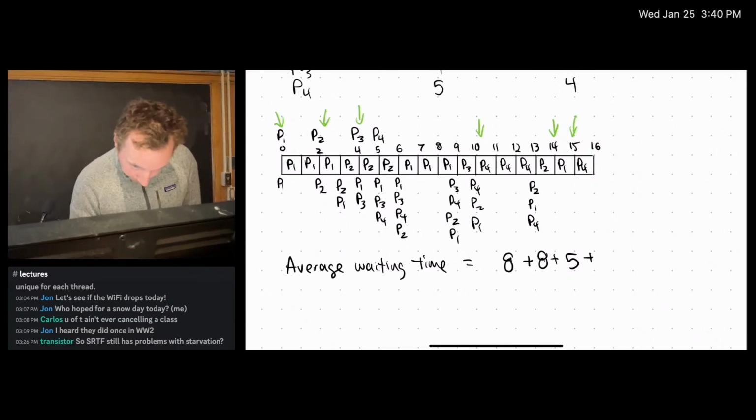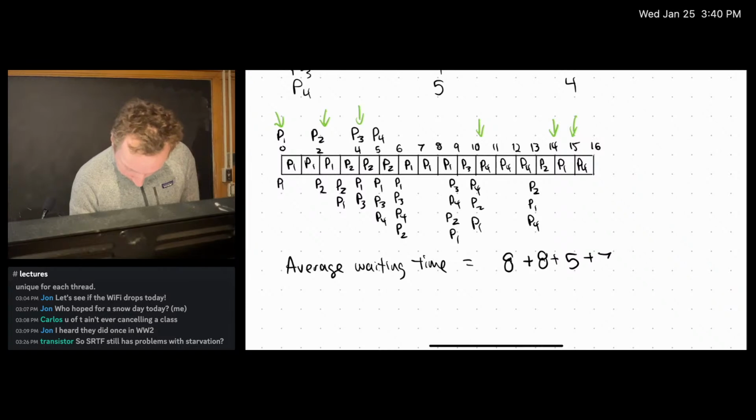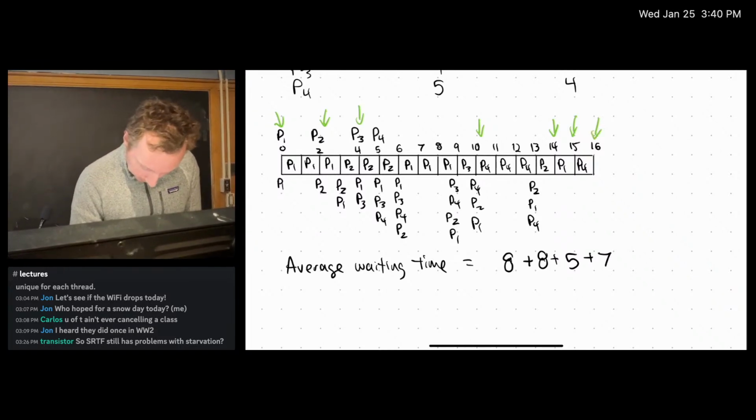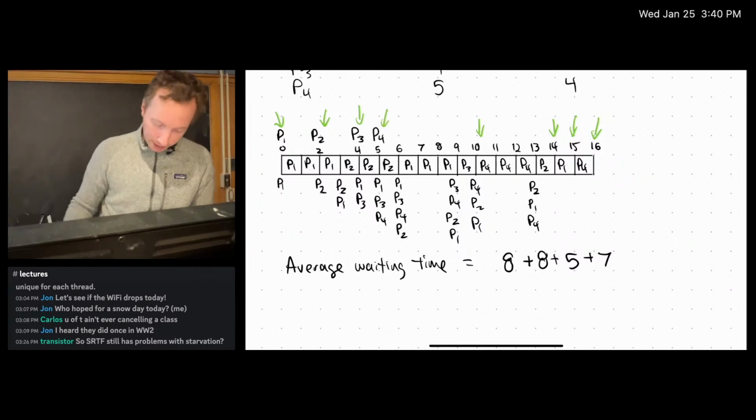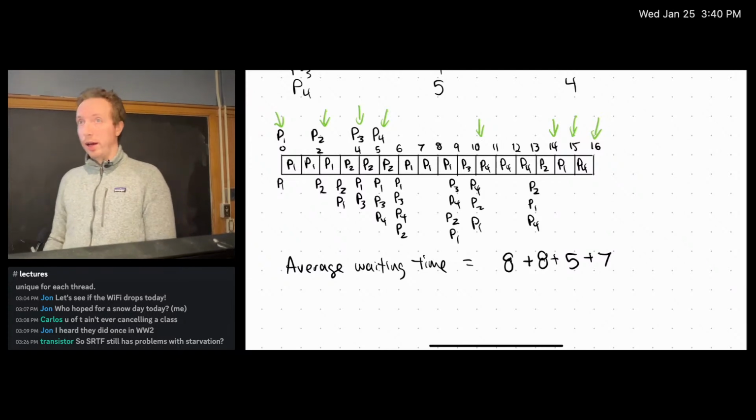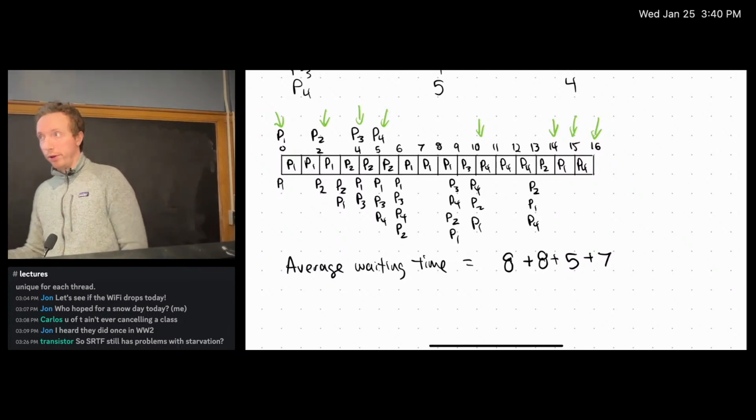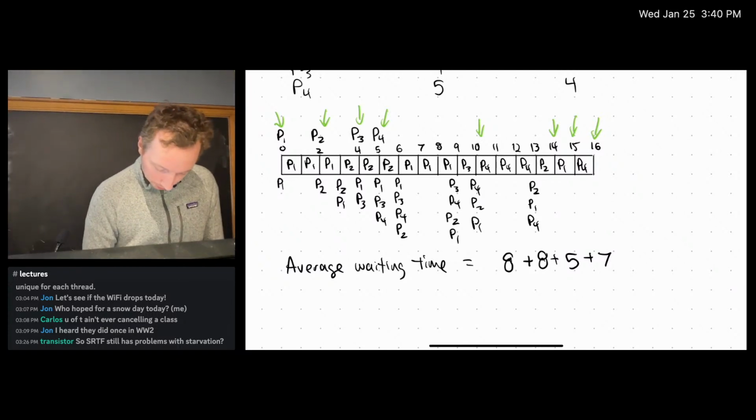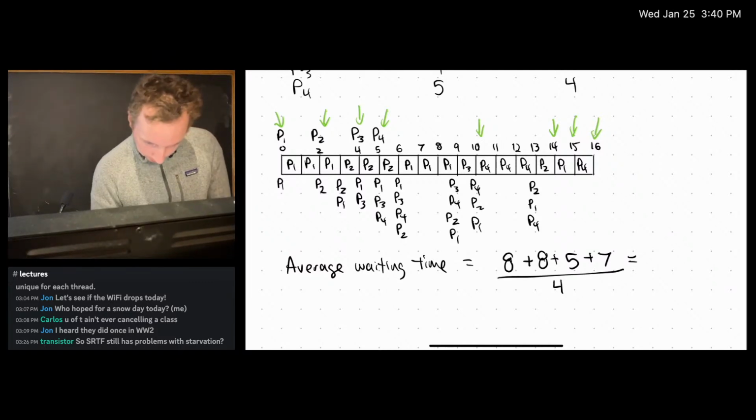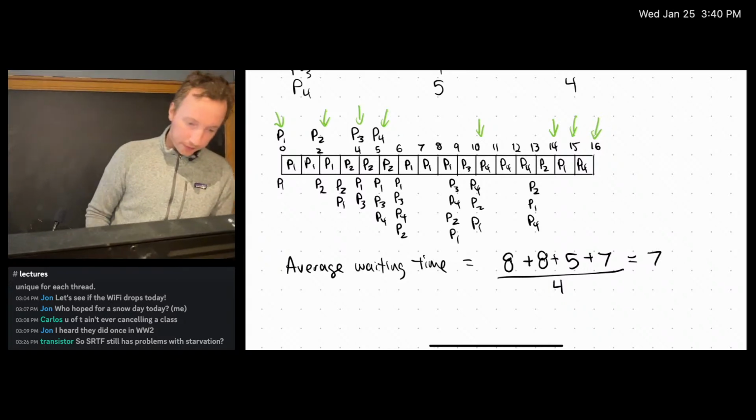The last one we have is P4, which waited around for 7 time units. It stopped at 16 and started at 5, so it waited around for 11, and it wanted to run for 4. So the math gives 7. If we do this, the average waiting time would have been 7.